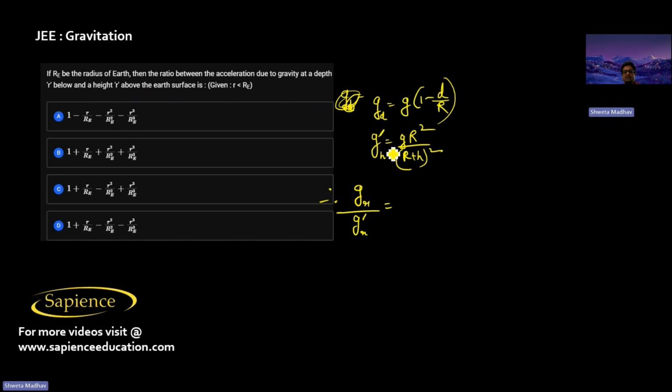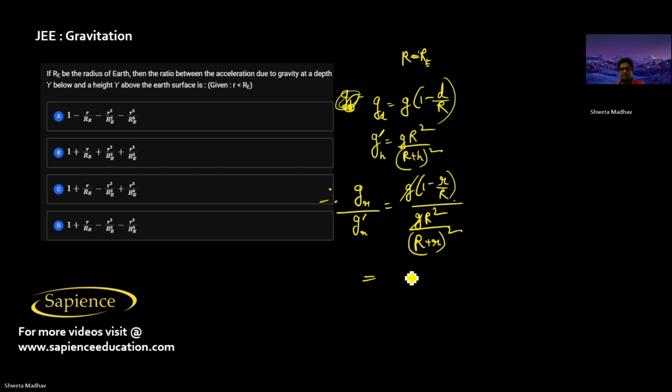You can call it g dash h. So this will be g into 1 minus R by R, by g into R square by R plus R whole square. Here R is the same as R_E only, R is the radius of the Earth. g and g will get cancelled. Then we will have R minus R by R into R plus R whole square by R square.